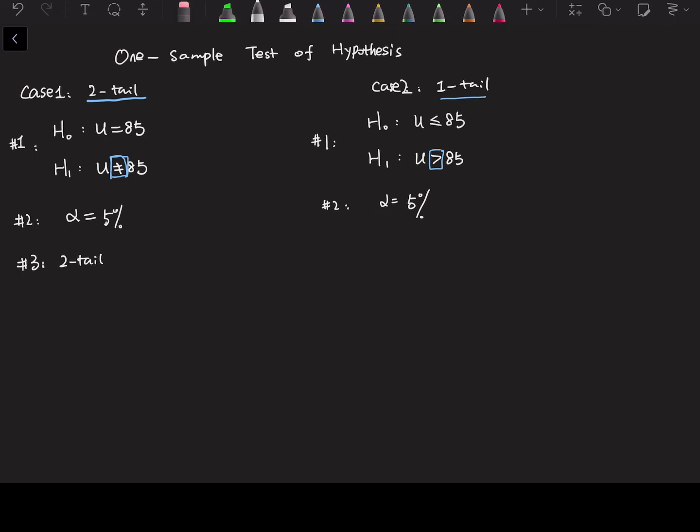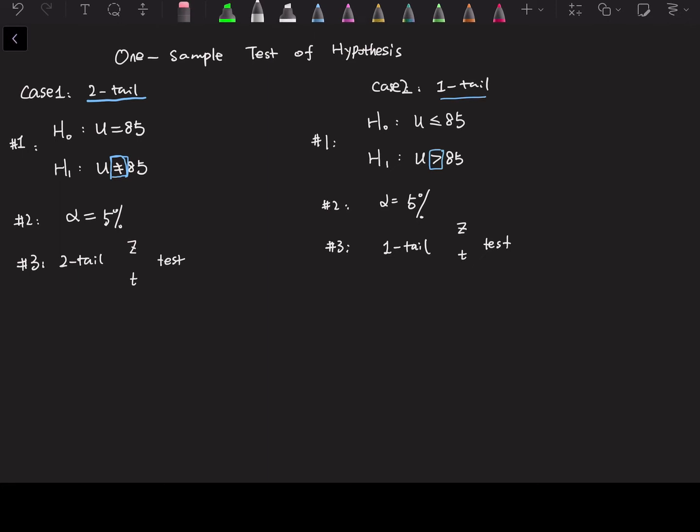And you should know whether it is a two-tail Z test or two-tail T test. Same thing. You should know this in step number 3. And this one is one-tail because there's a direction specified in the alternative hypothesis. So this is a one-tail test, and you should know whether it's a Z test or T test.